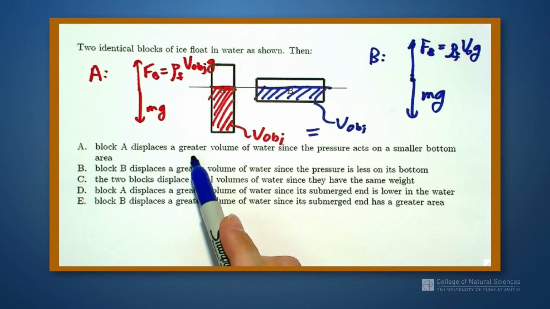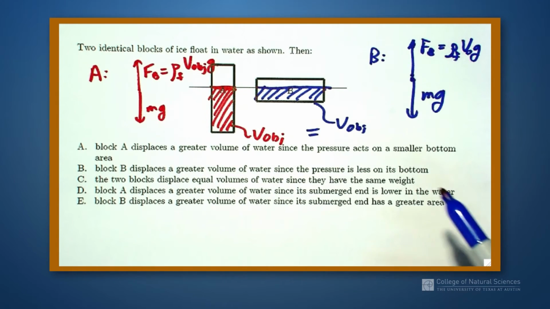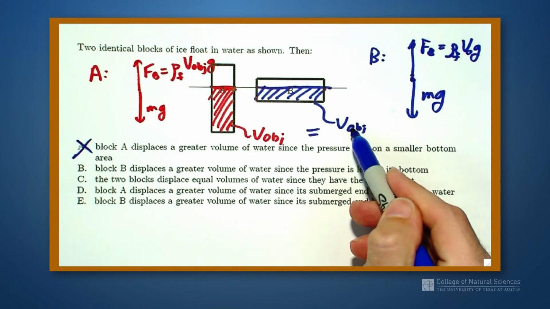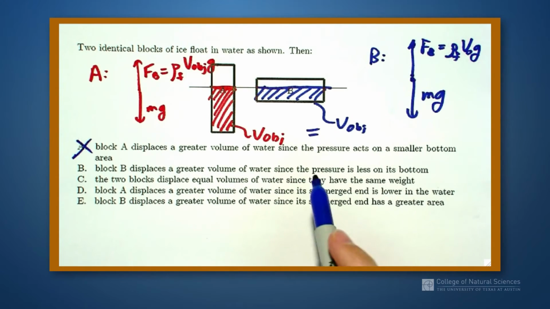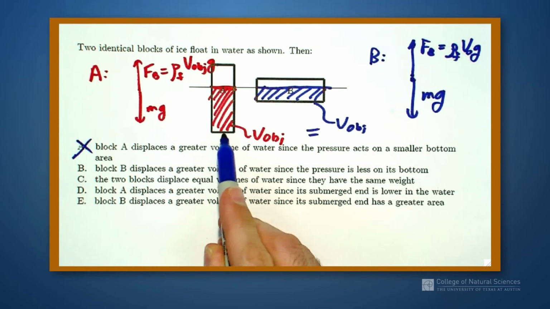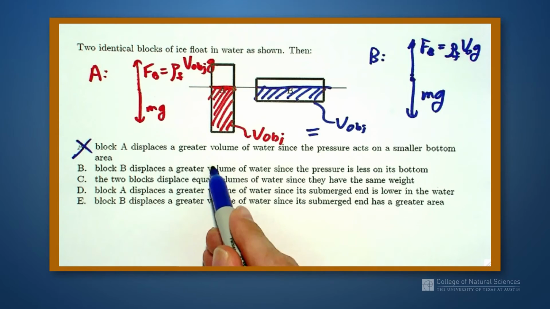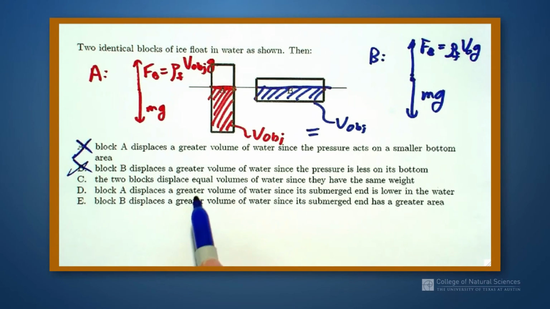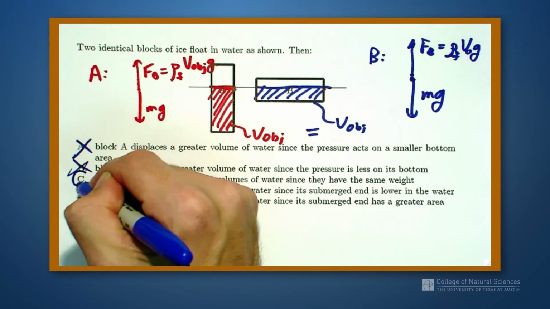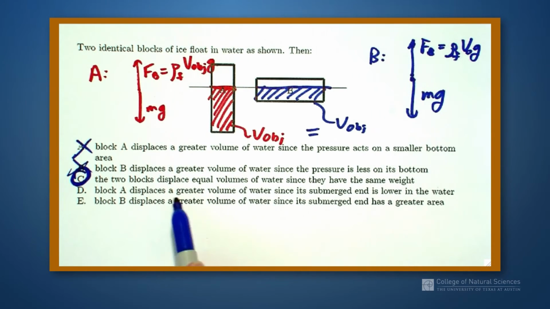It says that block A displaces greater volume of water. Nope, they displace the same amount of water, right? The same amount of submerged volume would displace the same amount of water. All right, block B displaces more water. Nope. They displace equal volumes of water since they have the same weight. That looks like our right answer, but let's continue on.